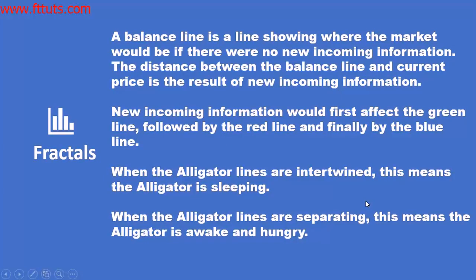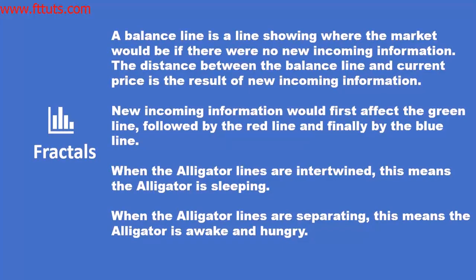So a balance line, you want to understand what that is. A balance line is a line showing where the market would be if there were no new incoming information, right? So the distance between the balance line and current price is the result of new incoming information. New incoming information would first affect the green line, followed by the red line, and finally the blue line. So when the alligator lines are intertwined, this means the alligator is sleeping. When the alligator lines are separating, this means the alligator is awake and hungry.